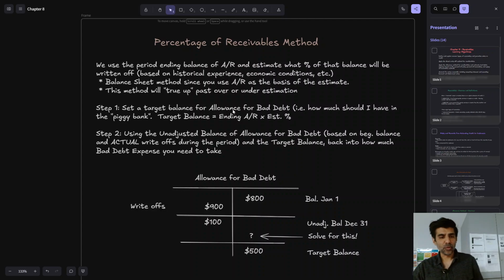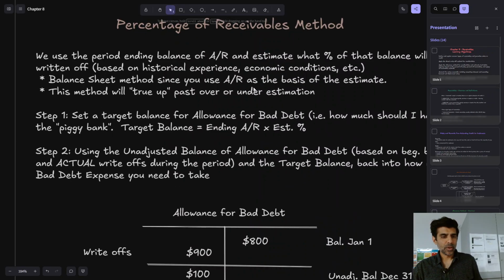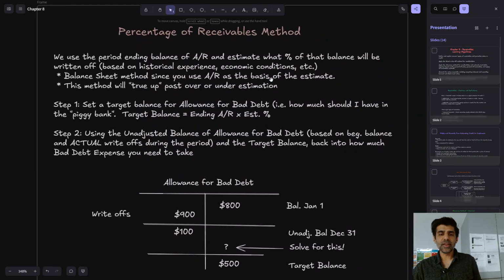So the percentage of receivables method, instead of using like credit sales or total sales as the basis of the estimate, which doesn't really make sense because like for credit sales, even if you use credit sales where there is an account receivable collected, maybe you collected most of that in the same period, right? Maybe it was like a 10-day kind of payback period. Your typical customer pays you back in 10 days. So a lot of those credit sales you've already collected in the period.